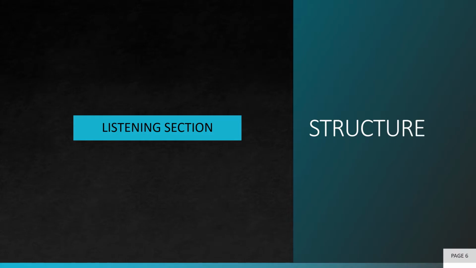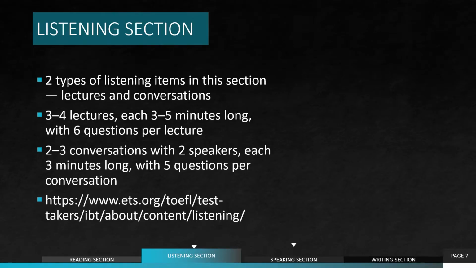Now we will be moving forward to the listening section. In the listening section there are 2 types of items, that are the lectures and the conversations. There are around 3 to 4 lectures and around 2 to 3 conversations based on the type of section you get. The lectures are around 3 to 5 minutes long, and after every lecture you need to answer 6 questions. In the case of conversations, the conversations are 3 minutes long, and you need to answer 5 questions per conversation. As you can see, this is the basic structure of the listening section.